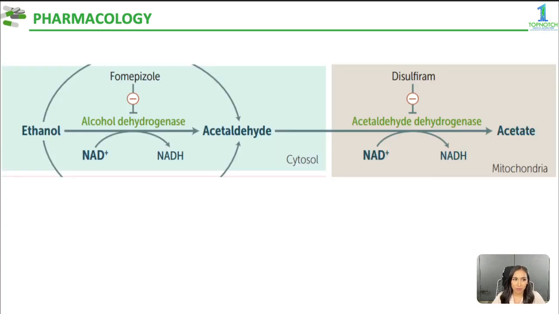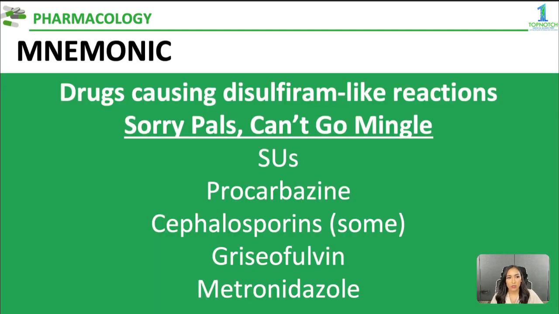If you look at this diagram, you can see that ethanol is transformed to acetaldehyde via alcohol dehydrogenase, which is blocked by fomepizole. And acetaldehyde is transformed to acetate via acetaldehyde dehydrogenase, which is blocked by disulfiram. So if you block acetaldehyde dehydrogenase, you will have an accumulation of acetaldehyde, which causes hangover symptoms. Okay? So there are drugs that cause disulfiram-like reactions, and you can remember them with this mnemonic.